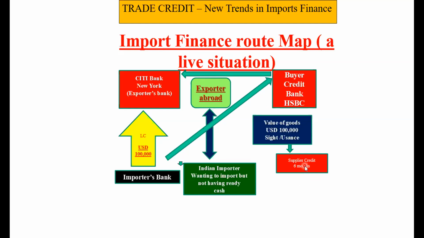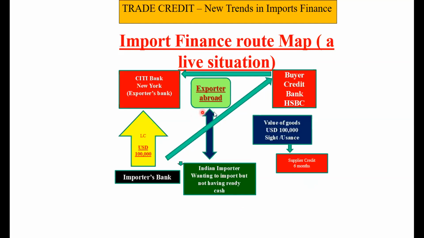So instead of making it through a prose format, I wanted to explain through a simple slide. So supplier credit, note down. Supplier credit means the goods are sold by the seller abroad to the buyer in another country on credit terms. Credit terms means what? Goods will be received today, payment will be made afterwards. And how many months credit he has asked? 6 months supplier credit. So this is situation 1. Understood what is supplier credit?